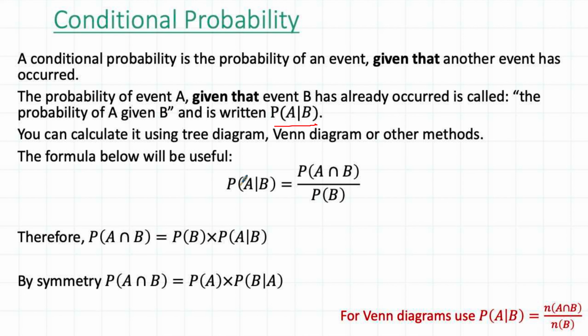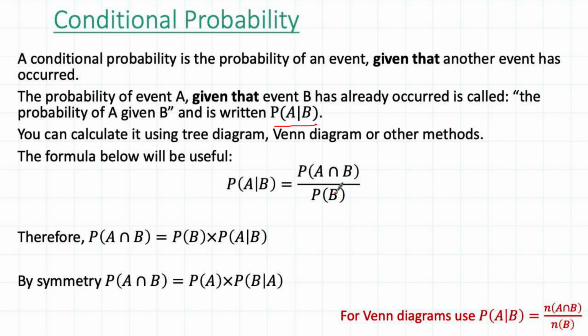And this is the formula we use for conditional probability. The probability of A, given that B has happened, is the probability of A and B happening at the same time divided by the probability of B. Now, why is this the formula? Because instead of looking at the full sample space like we did before, you are now no longer looking at the full sample space.